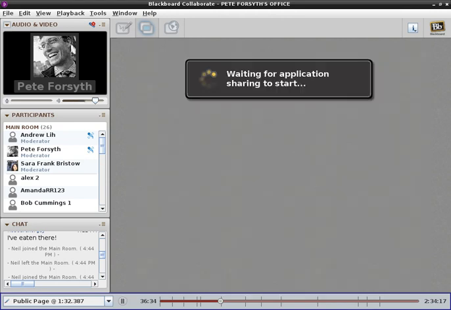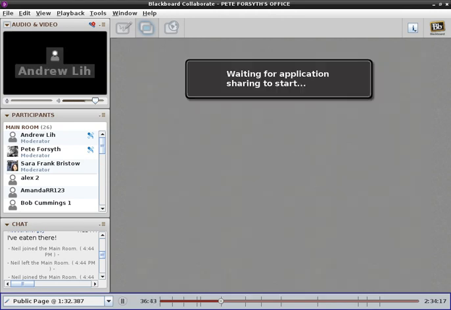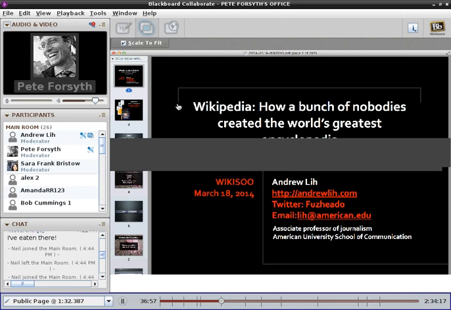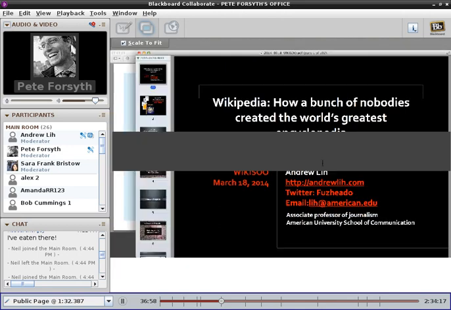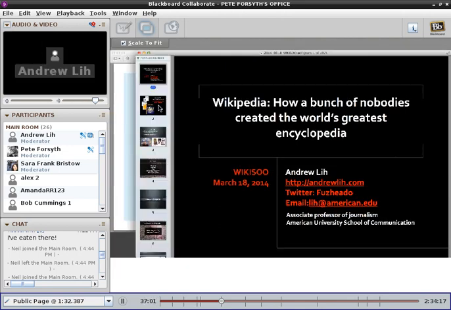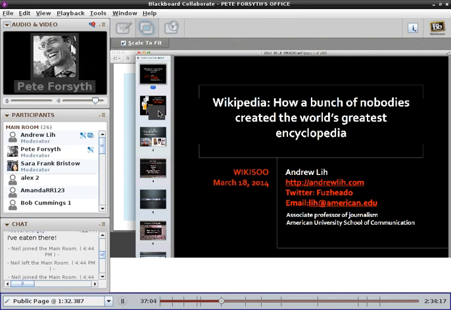One note before you get into it, Andrew, is the middle button that says application sharing will be able to see your cursor and see you scrolling around, so I think that's the mode you're in. Never mind, I think this is going to be familiar. Go ahead. Does that work? Do you see my black slide, Wikipedia, how a bunch of nobodies? Yes. Great. Okay, hopefully this will stand up.